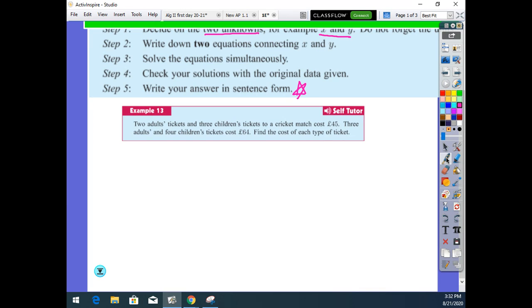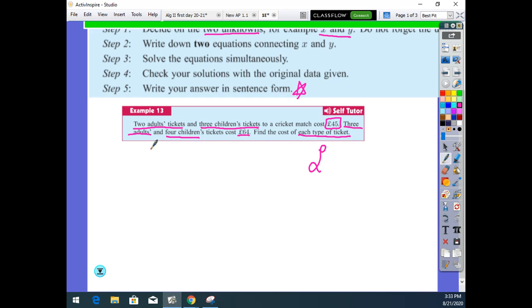Okay, 2 adults tickets and 3 children's tickets cost 45 pounds. This is in England. This little kind of like a capital cursive L is the symbol for pound. It's money in England. 3 adults and 4 children's cost 64 pounds. Find each type of ticket. All right, so that's telling us about our variables.